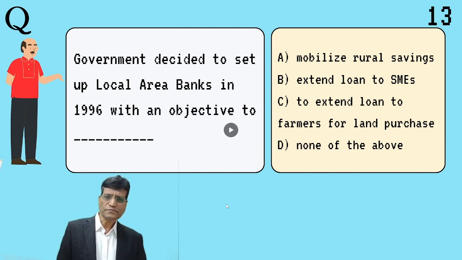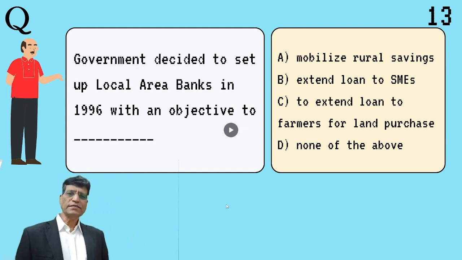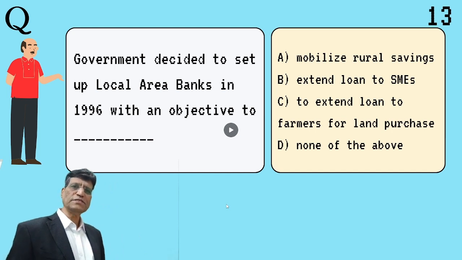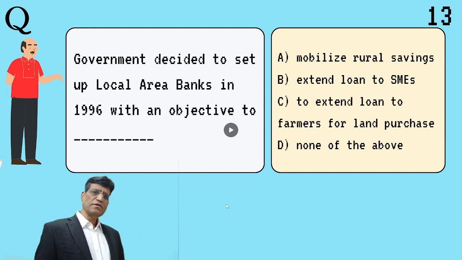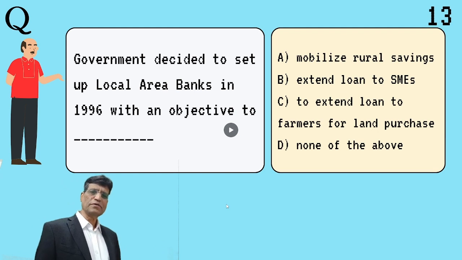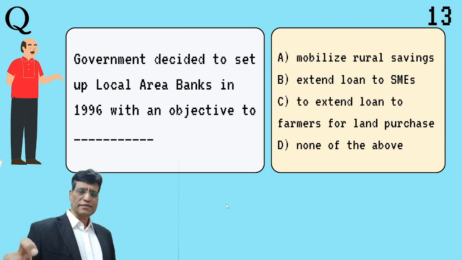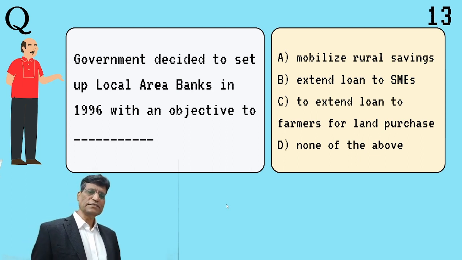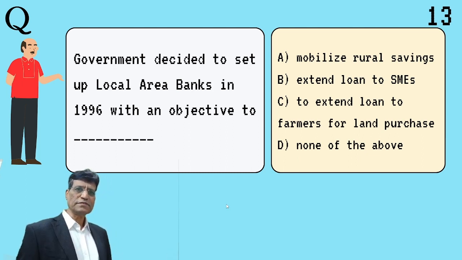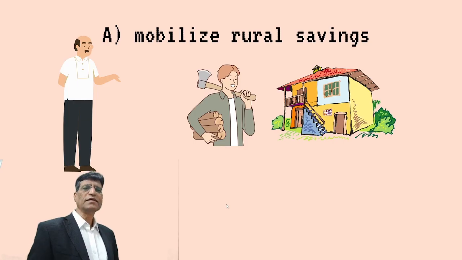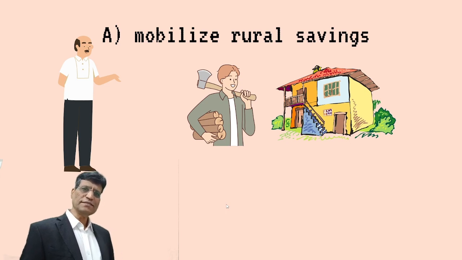Next question. Government decided to set up local area banks in 1996 with an objective to mobilize rural savings, extend loans to SMEs, or extend loans to farmers. What is the purpose of setting up local area banks? The answer is A, mobilize rural savings.